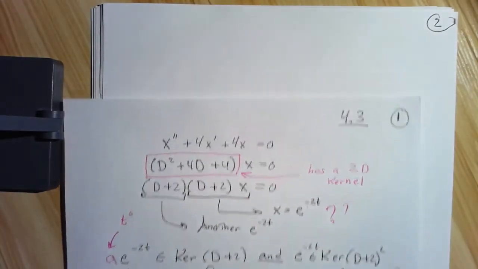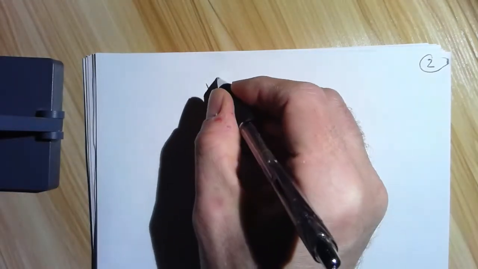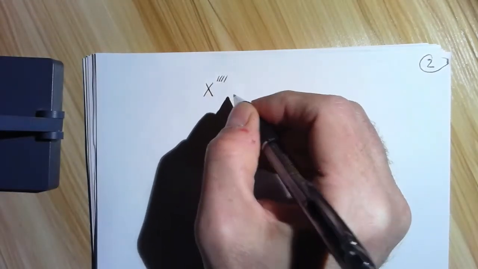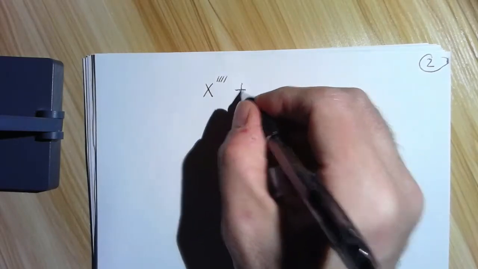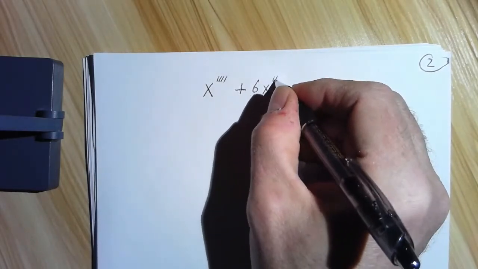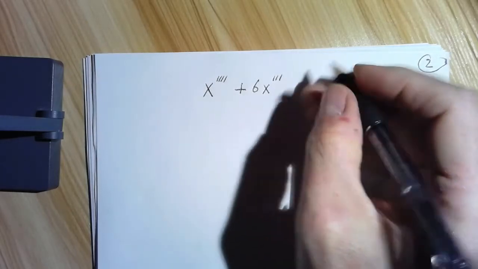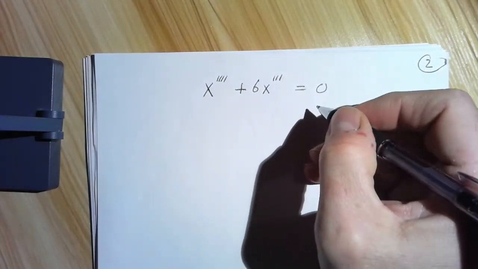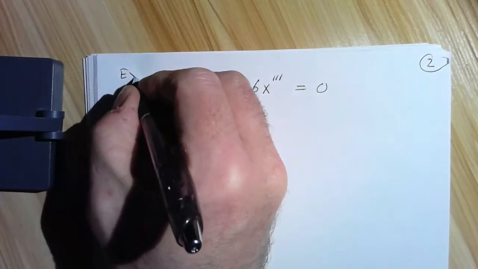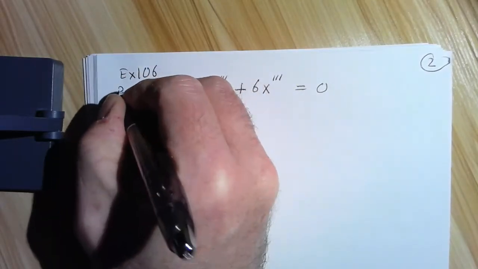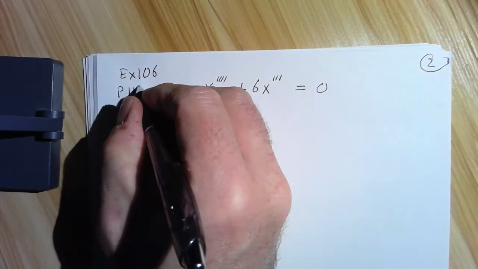Page 2. Let's do another one. Let's see. There's an example: x'''' + 6x''' = 0. This is example 106 on page 149.